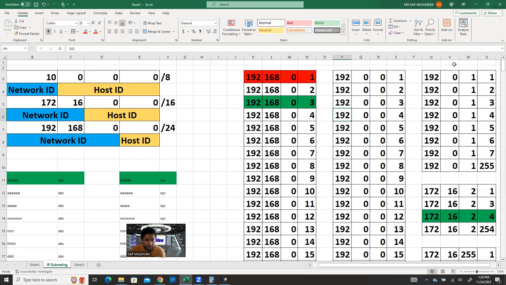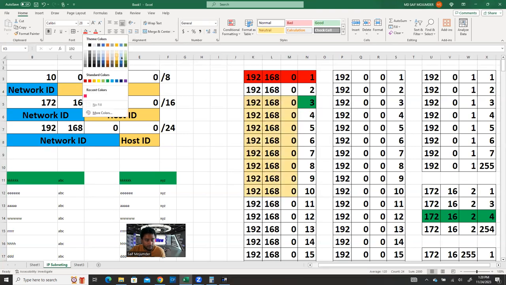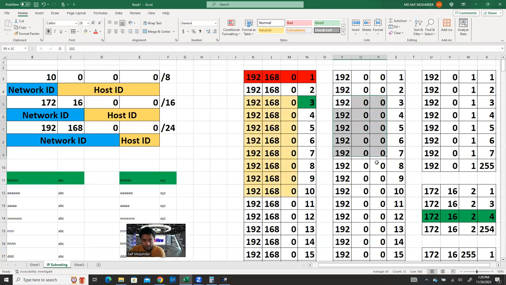And the requirement is 3 octets should be same. So 3 octets should be same here, right? 3 octets same, right? In here, see, 3 octets are same, right? In here, 3 octets are same, right? But 3 octets are same, that means it's class C, right?